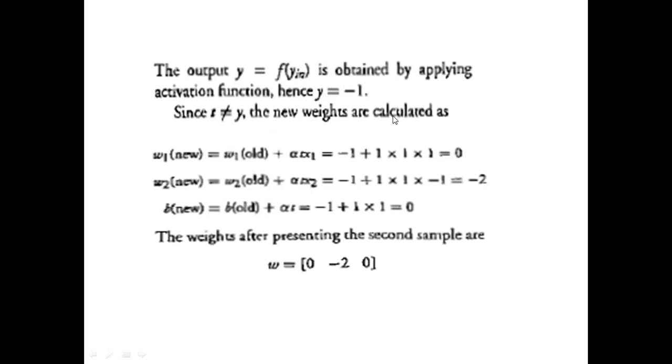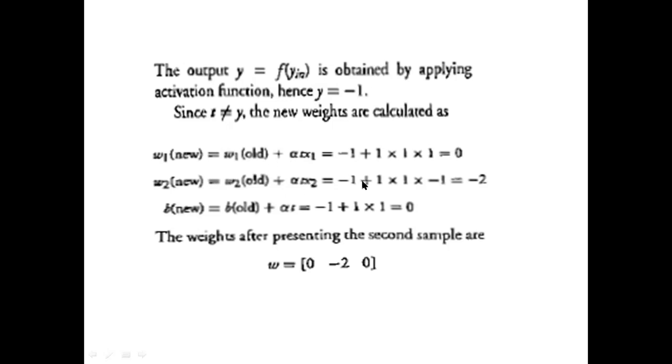So the new weights are calculated for the second input pattern. What are w1 old, w2 old and b old? They are -1, -1 and -1. So this is -1 plus 1 into 1 into 1. We know alpha is equal to 1, t is equal to 1 and x1 is also 1. For the second input pattern, it will be 0.